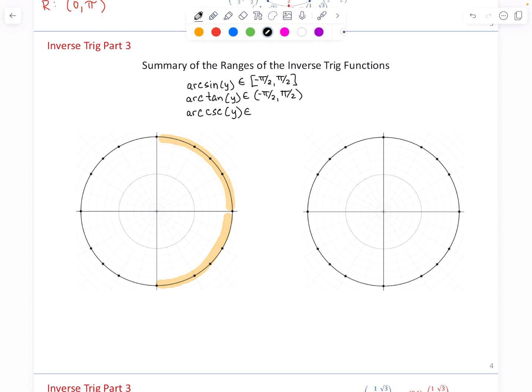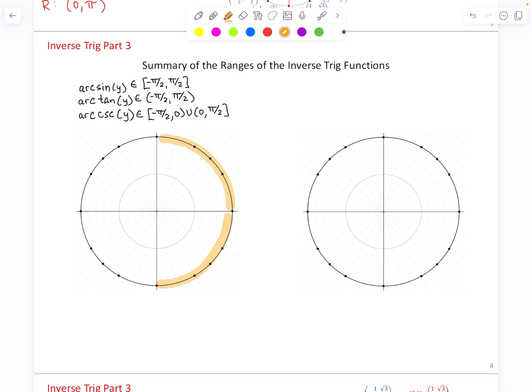Arctangent's range was negative pi/2 to pi/2 exclusive, because the tangent's undefined at negative pi/2 and pi/2. And the arccosecant was like the arcsine, except we had to exclude 0, because the cosecant is undefined at angle 0. Now the other 3 inverse trig functions had ranges that were either in the 1st quadrant or the 2nd quadrant. Those were the arccosine of y, arccotangent of y, and arcsecant of y.